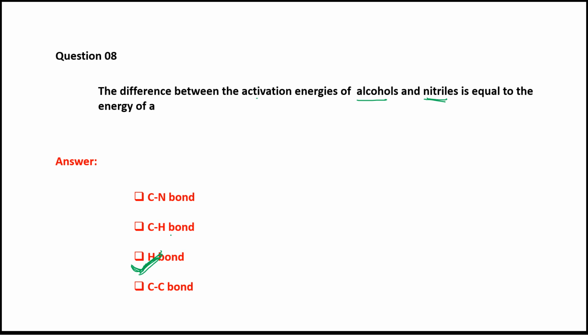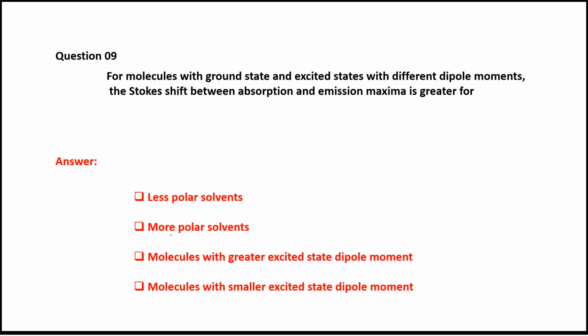Now we'll go on to the next question: for molecules with ground and excited states having different dipole moments, the Stokes shift between the absorption and emission is greater for. Earlier we studied cases where the ground state is non-polar and the excited state is a polar one. Now, in this case, they have different dipole moments. So, what is the Stokes shift?